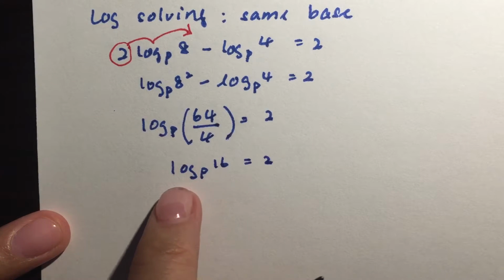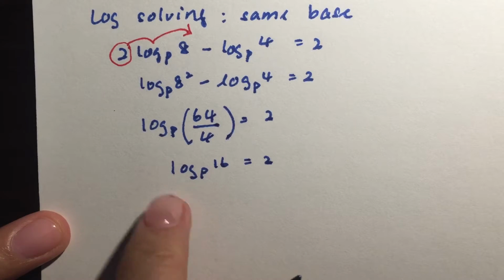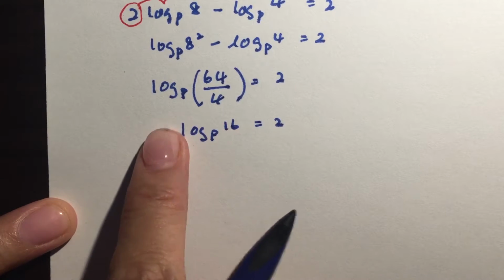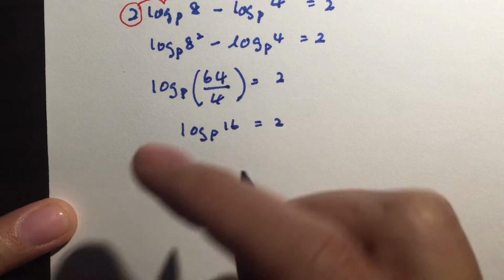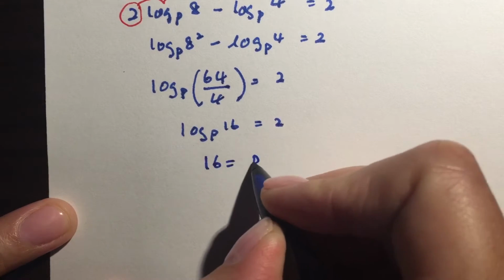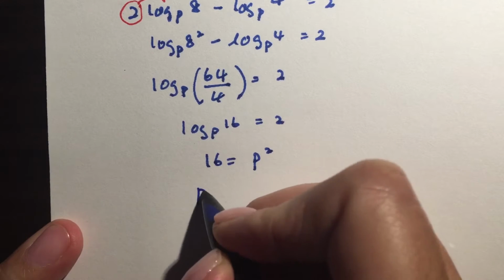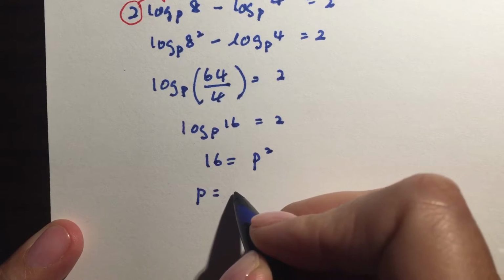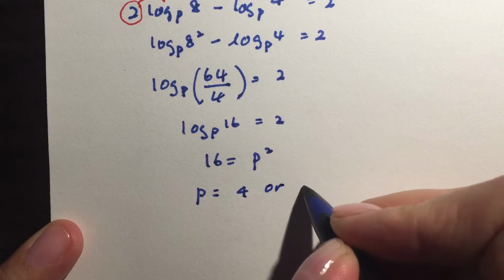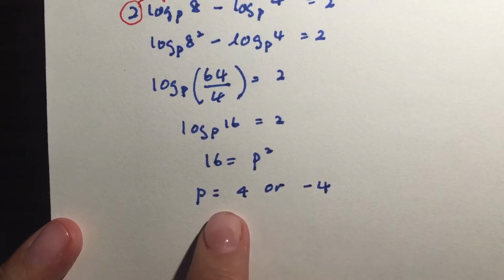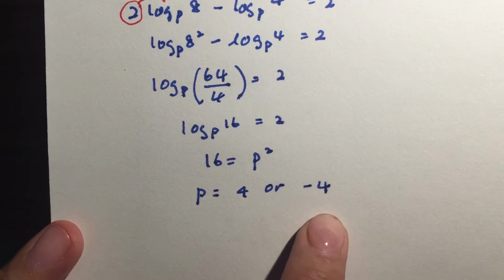Now remember, we have learned how to change from log form to exponent form and vice versa. So in this case here, if I remove the log, the p will go and push up the 2. So I have 16 equals to p squared. So once I have that, I can have p is equals to, don't forget, I do have either 4 or negative 4. Square root, you have to take into consideration you have the positive and the negative.